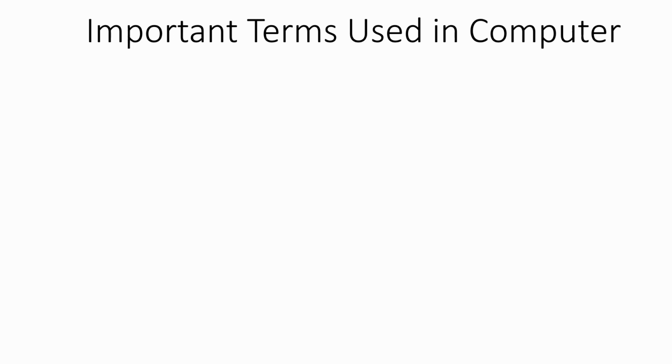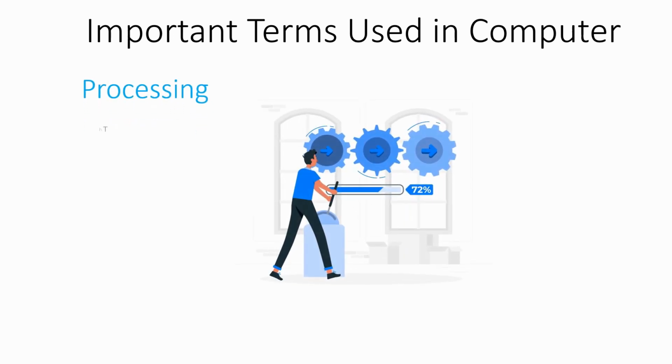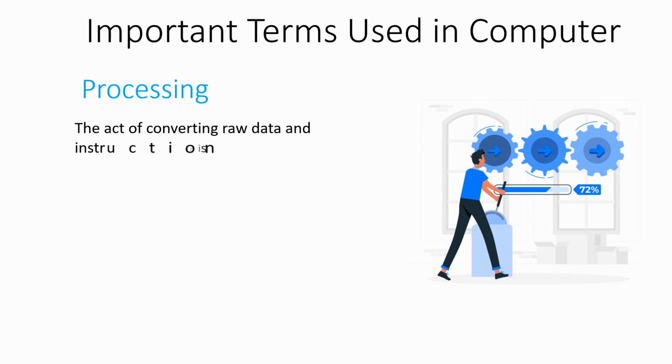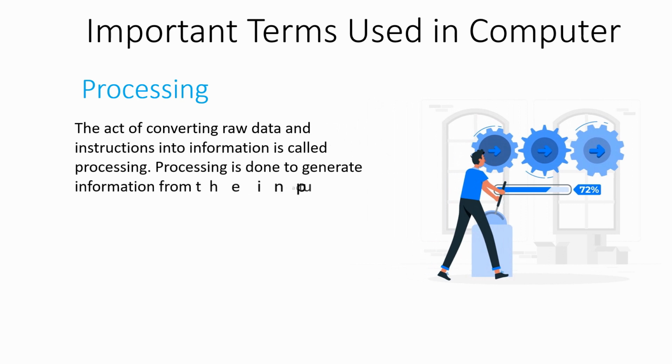Another important term is the processing. Processing is the act of converting the input data or the raw data into the meaningful information. The process of converting input into the meaningful information is known as processing, and it is done by the CPU of our computer system. It converts the input data or information into the meaningful result, which is also called the information.